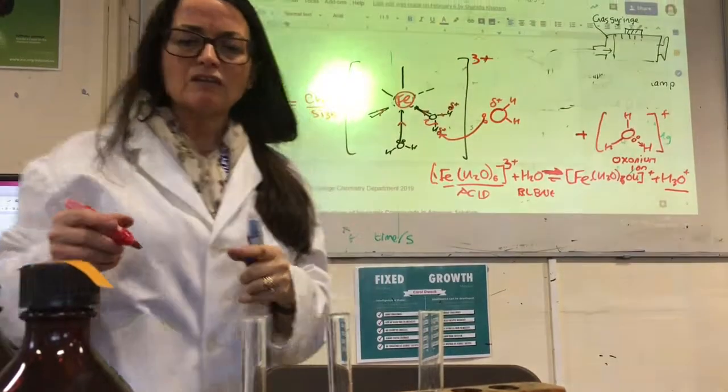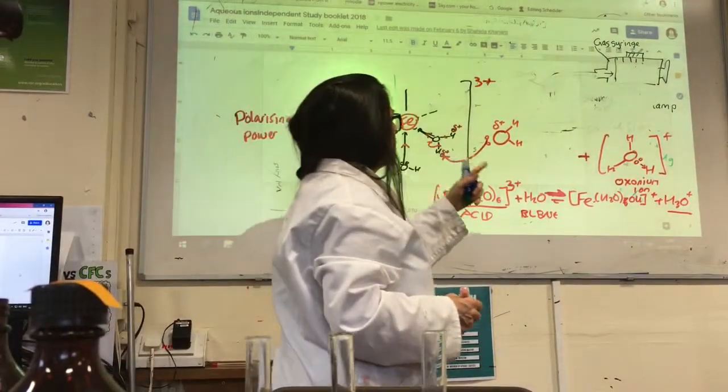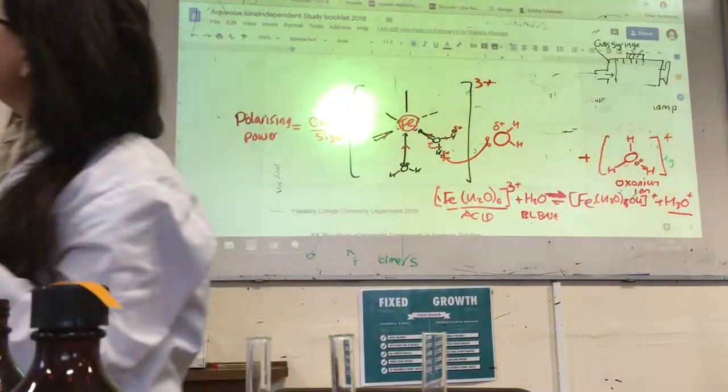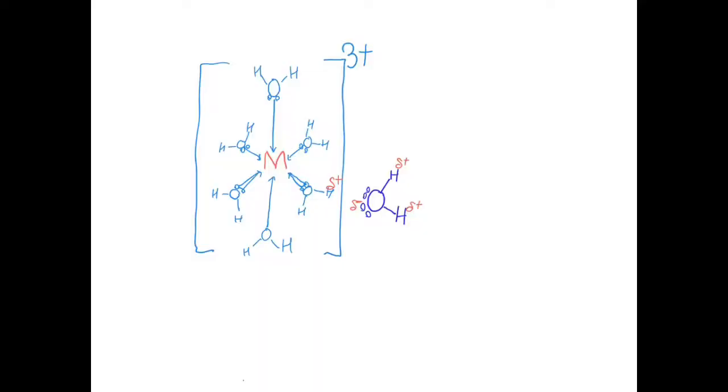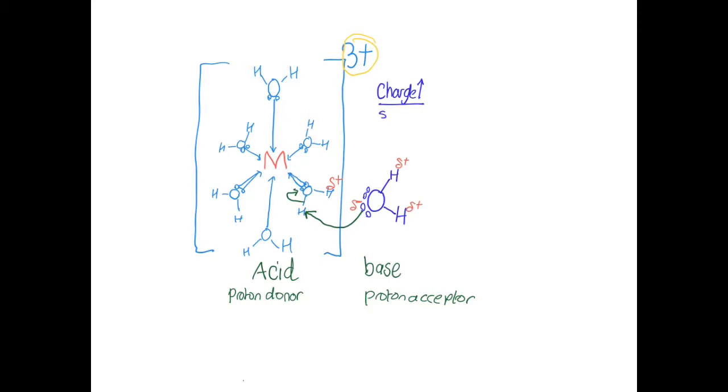So why is Fe3 plus more acidic than aluminium 3 plus? So there's aluminium and there's iron. So why is Fe3 plus even more polarizing than Al3 plus? So here is our aqueous metal ion. You can see the water behaving as a base, donating a pair of electrons to the proton. So therefore the aqueous metal ion is behaving as a Bronsted-Lowry acid. It's a proton donor and the base is a proton acceptor. Notice the curly arrow taking away the proton. The higher the charge and the smaller the size, the greater the polarizing power.